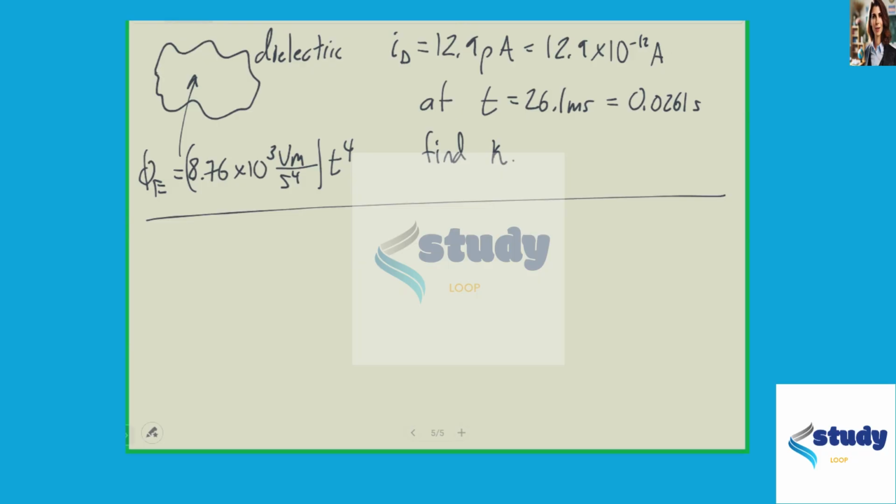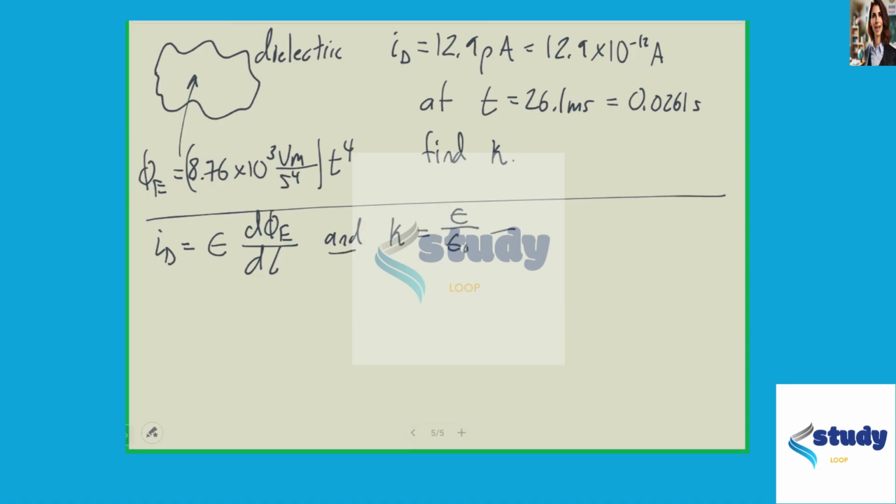So for this problem, we're going to apply two formulas. We have the definition of the displacement current. So it's the permittivity times the rate of change of the electric flux. And we also have the definition of the dielectric constant. It's just the ratio of the permittivity to the permittivity of free space. So it's epsilon over epsilon naught.